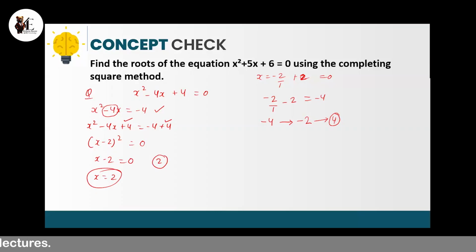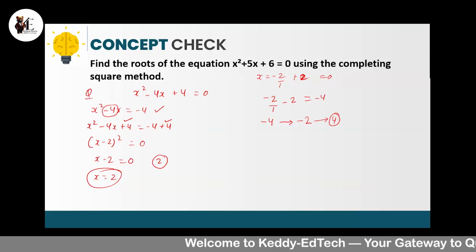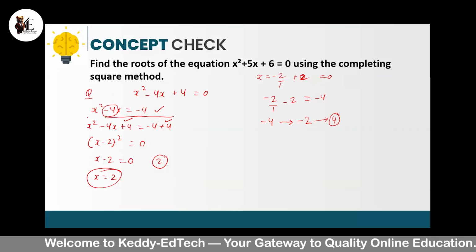The answer I got was 2, but I got it as negative 2. Okay. Yes, you got negative 2. It will be positive 2 only. But I think this step of yours is also incorrect.